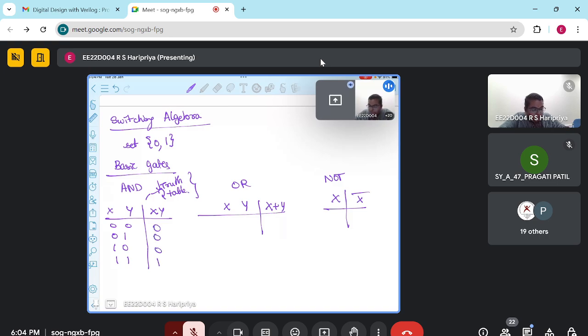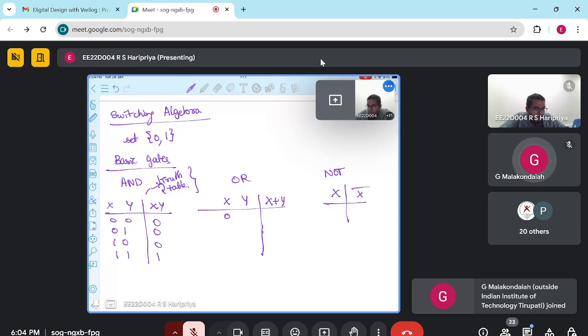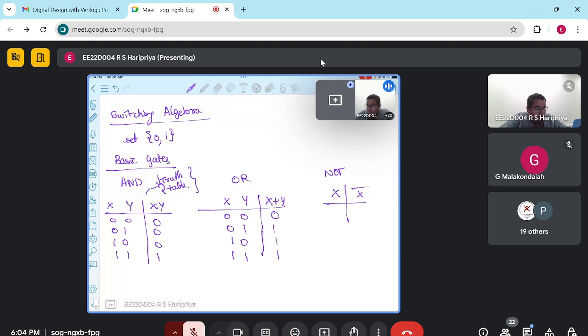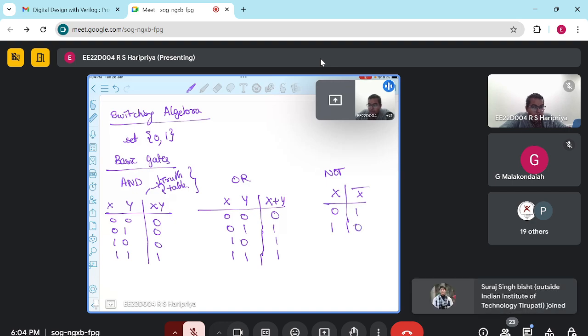So this is the truth table for the AND gate. When both the inputs are 1, the output is 1, otherwise it is 0. Similarly for the OR gate, when any one of the inputs is 1, the output is 1, otherwise it is 0. And for complement, when the input is 1, the output is 0, and vice versa.